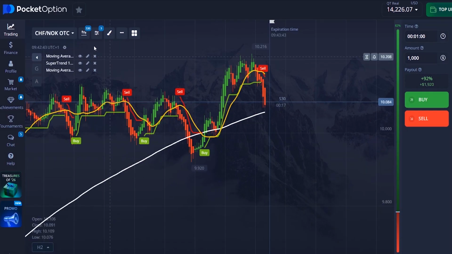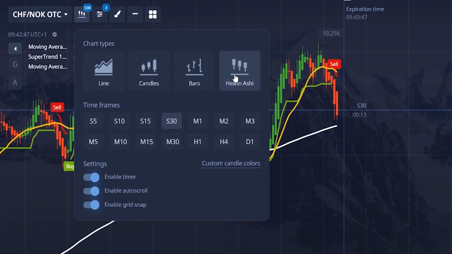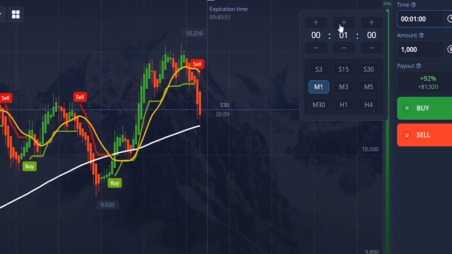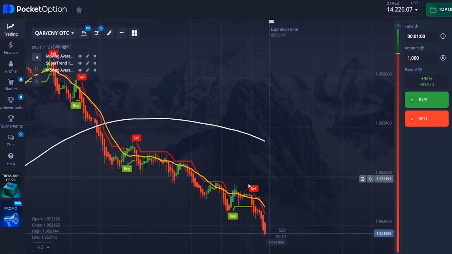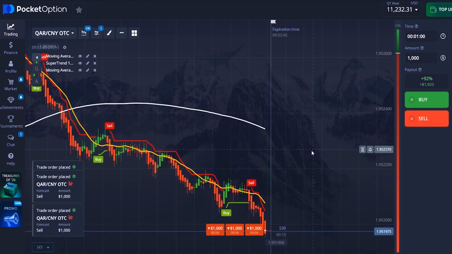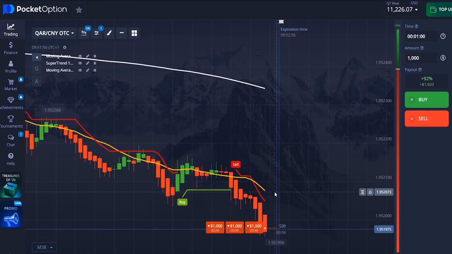So with this strategy, I'm going to be using 30 seconds candle time frame and I'll be using the Heiken Ashi candlestick. Not only that, I'll set my expiration time to be on 1 minute. So right here I found an opportunity in the market, so I'll be going for a position right here. So this is how I often make use of this strategy.